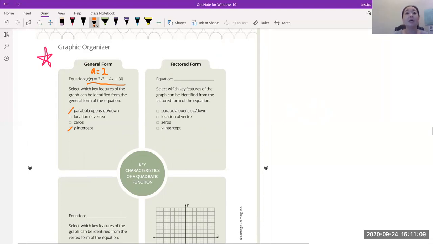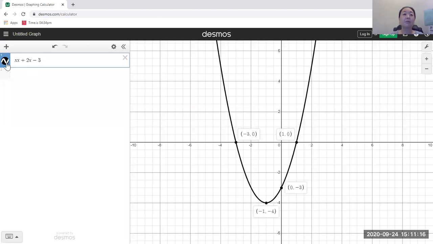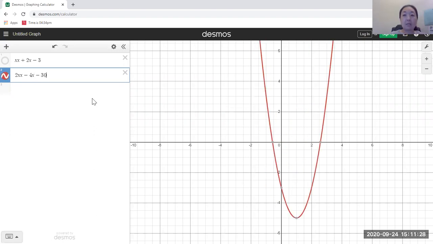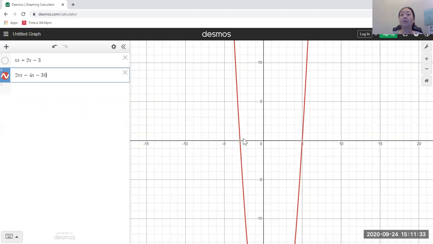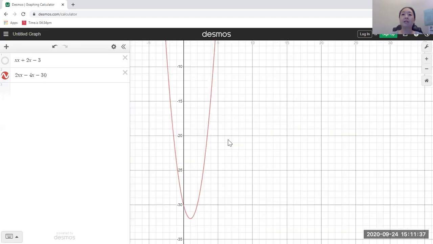All right, so now let's go and try and graph the thing. So we're going to go to our Desmos. I'm going to just unclick that, go to the next one, so you can just turn them on and off. And our function is going to be 2x² minus 4x minus 30. Ooh, this is going to be big. So I'm going to move this out of the way. Go down. Remember, you can just click and drag.